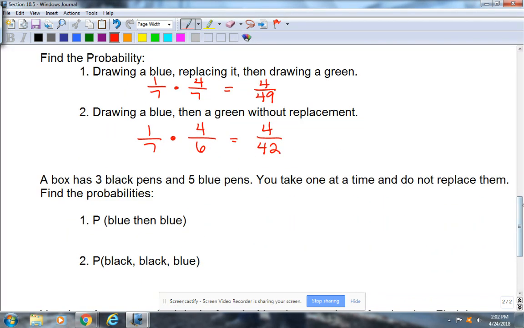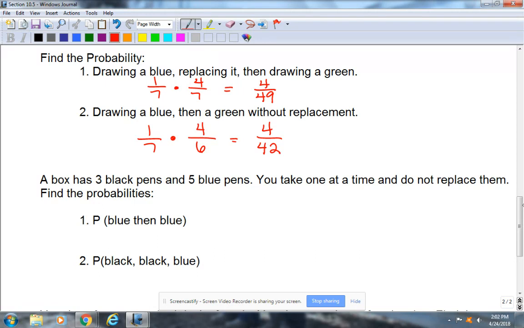Here's another one about a box of pens. Ink pens. All right. A box has 3 black pens and 5 blue pens. You take one at a time and do not replace them. Find the probabilities. So I said I do not replace ever. So the first one wants me to reach in and get a blue, keep it out, and then reach in and get another blue. All right.